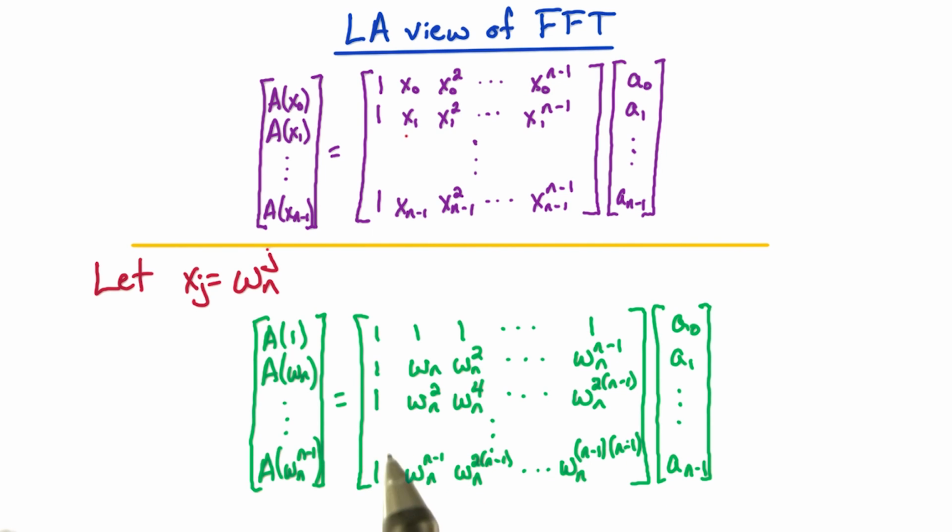Now, what's the important thing to notice about this matrix? Well, first off, it's symmetric. The entry ij is the same as the entry ji, so it's probably going to have some nice properties. The other thing to notice is that it's just a function of omega_n. The entries of this matrix are just powers of omega_n.